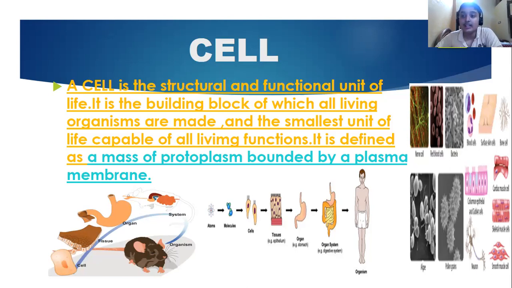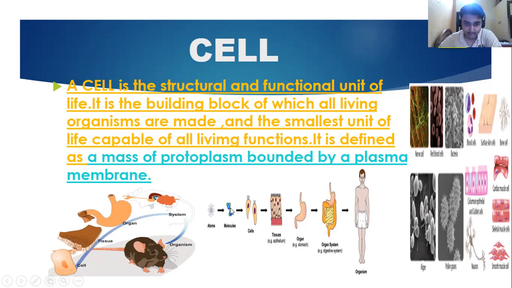Already we know, and we will get to know later, that cytoplasm itself is divided into two parts. One is the cytosol, the fluid that we know, and the cell organelles embedded in the fluid. And the nucleus has nuclear membrane, nucleoplasm, and nucleolus. All this together makes up protoplasm. And cell is defined as a mass of protoplasm bounded by a plasma membrane. In the previous slide, how it is a structural and functional unit, in this we will get to know.